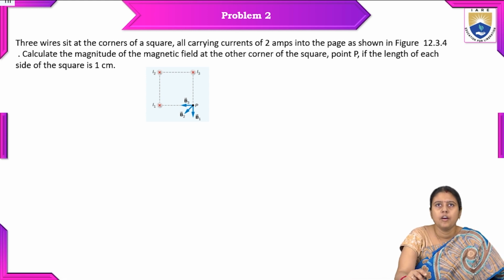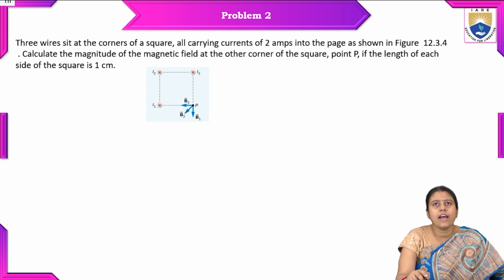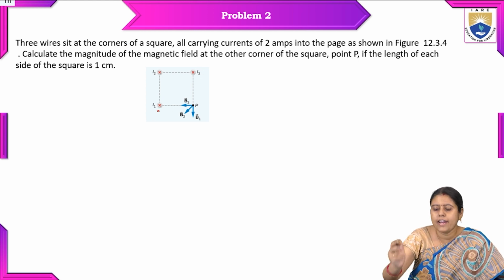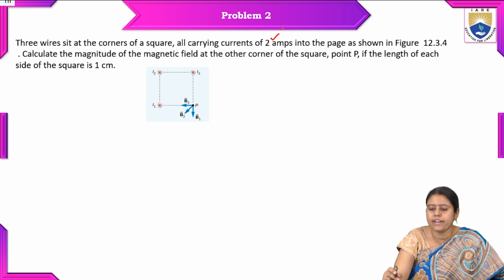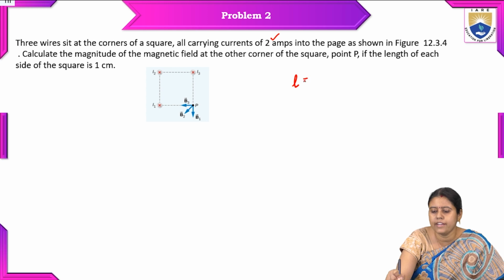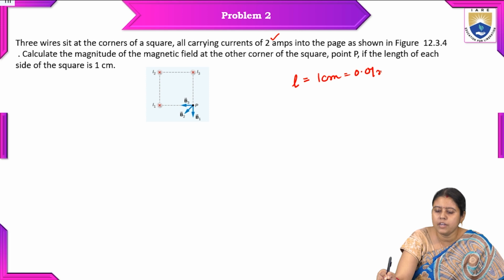Next, problem number 2. There are 3 wires at the corners of a square, each carrying a current of 2 amps into the page, as shown in the figure. Calculate the magnitude of the magnetic field at the corner P of the square. The length of each side is 1 centimeter, which means 0.01 meter.